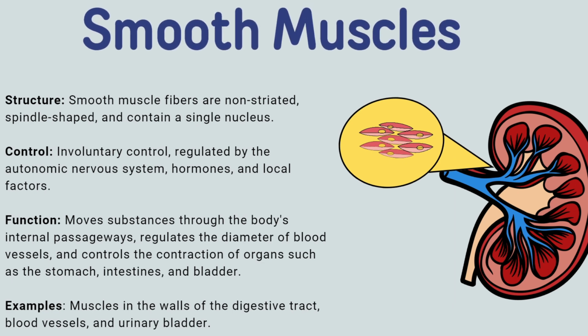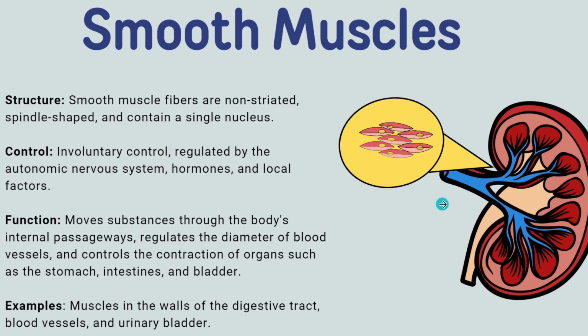So now we have smooth muscles. Smooth muscles are muscle fibers which are non-striated, right over here. The figure is a bit hard to read, but these don't have any stripes or intercalated discs. It's literally smooth, and contains a single nucleus.